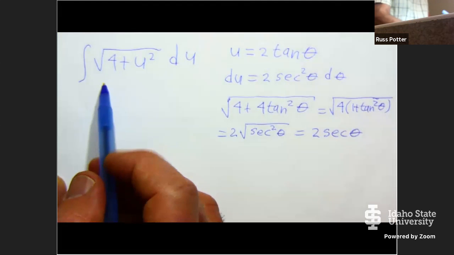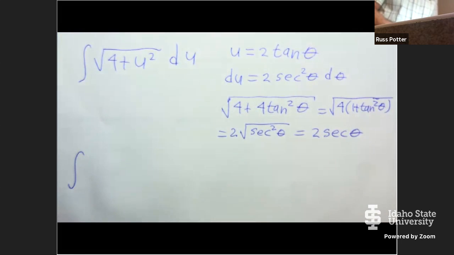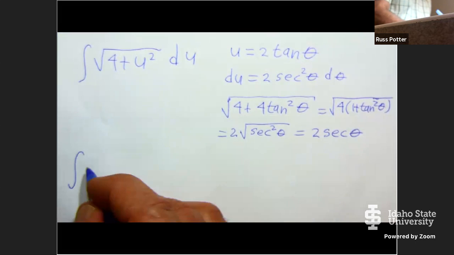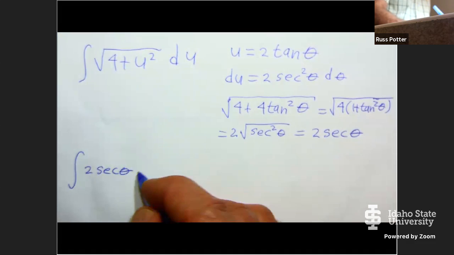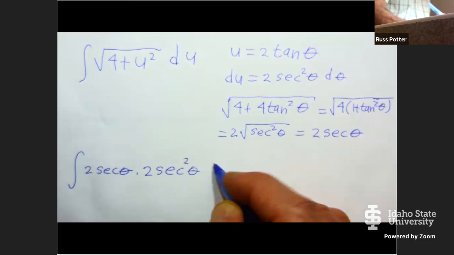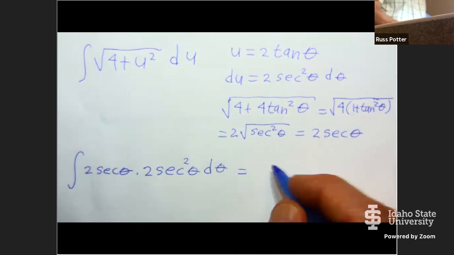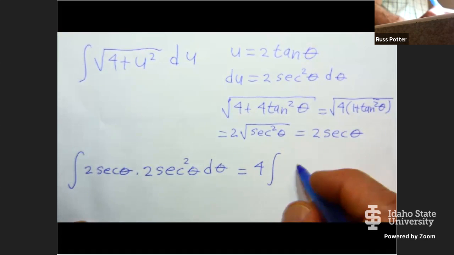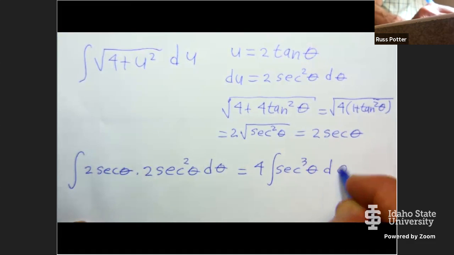Okay, so in our indefinite integral, we're just going to replace the square root of 4 plus u squared with 2 times secant of theta. And du is 2 times secant of theta squared d theta. And we get 2 times 2 is 4, so 4 times the indefinite integral of secant of theta to the third d theta.